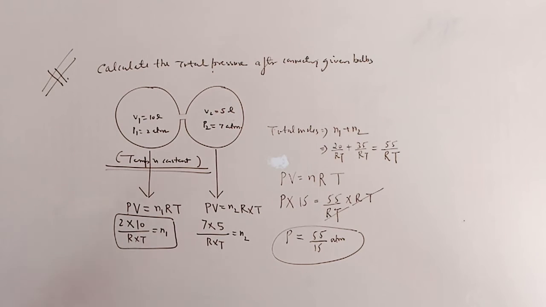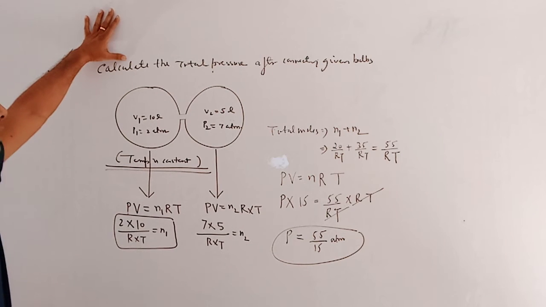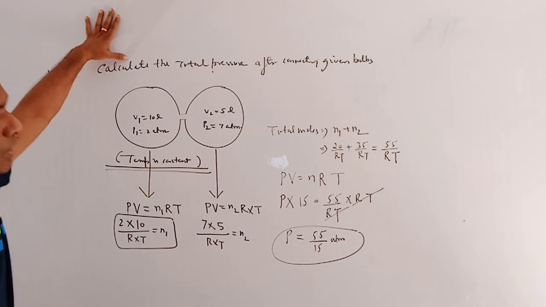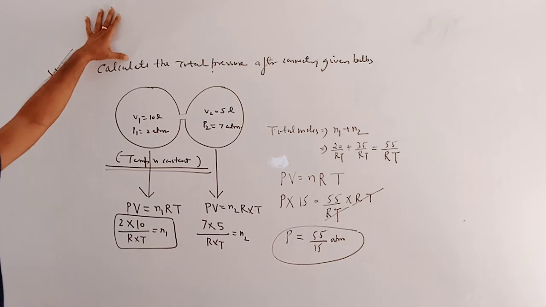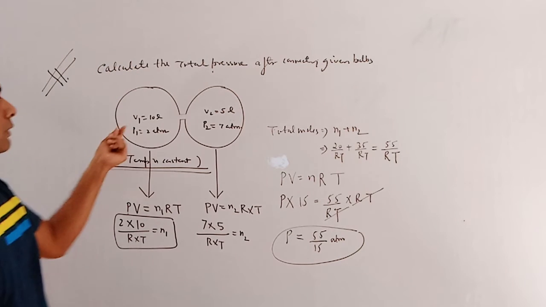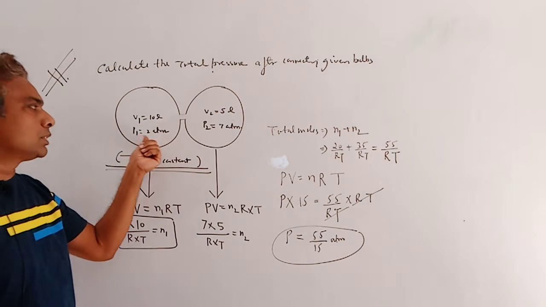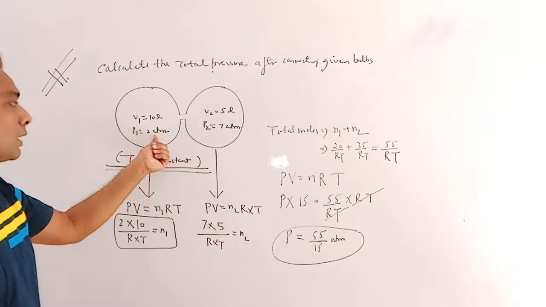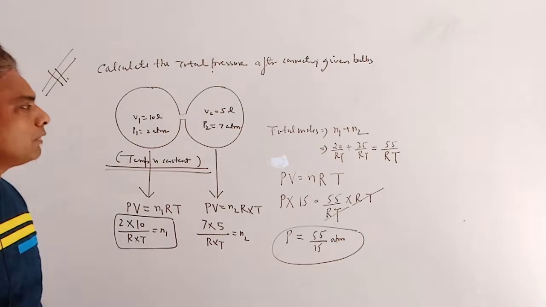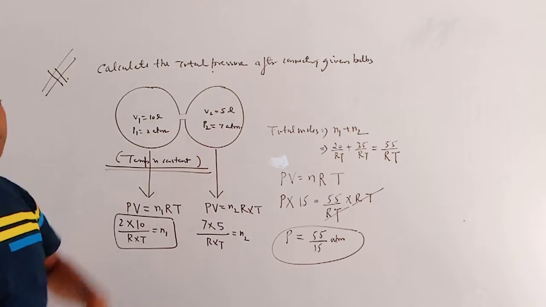So a question based on the bulb can easily be solved by using the number of moles in each bulb. Clear? Once again, here is the question: calculate the total pressure after connecting the given bulbs. In the first bulb, the condition is given as volume 10 liter, pressure 2 atmosphere. In the second bulb, volume is 5 liter, pressure is 7 atmosphere.